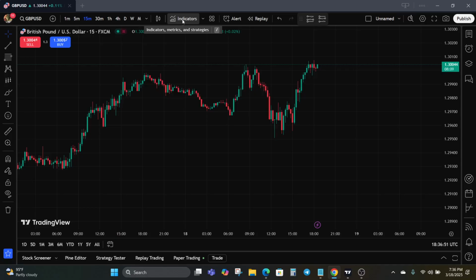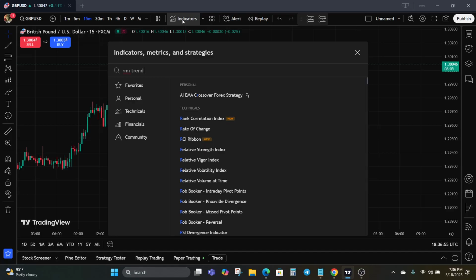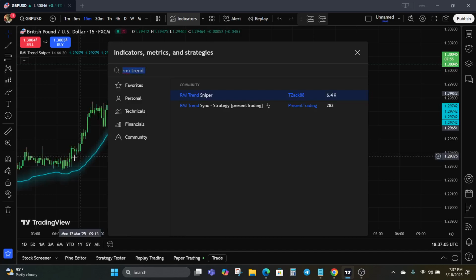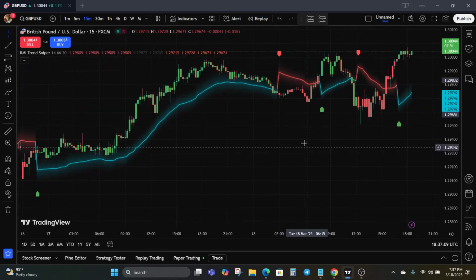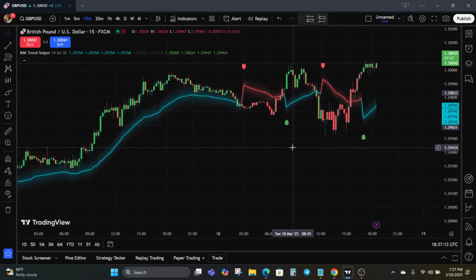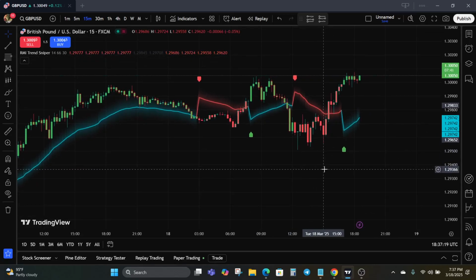Okay, if you are looking for a tool that helps confirm trends and filter out weak signals, then this is one you might want to add to your trading arsenal. Okay, now this is the RMI Trend Sniper indicator. It is designed to help traders identify and confirm strong market trends.